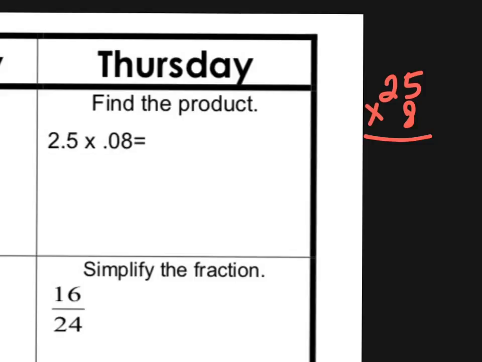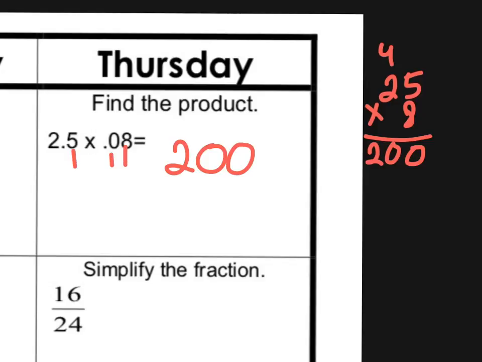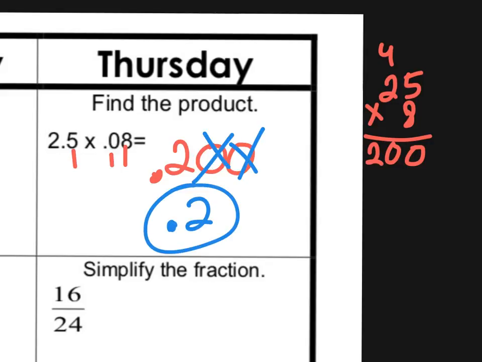8 times 5 is 40, carry the 4. 8 times 2 is 16, add 4 makes 20. So we know it's going to be 200. However, there's going to be 1, 2, 3 digits behind the decimal. So we must do the same thing. At this point, you can just write 2 tenths because these zeros don't really matter. So the answer is 2 tenths for number 1.